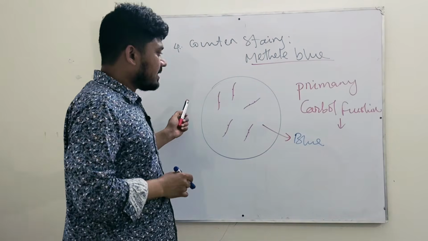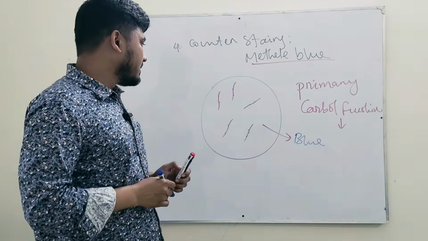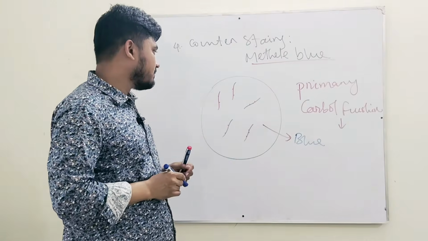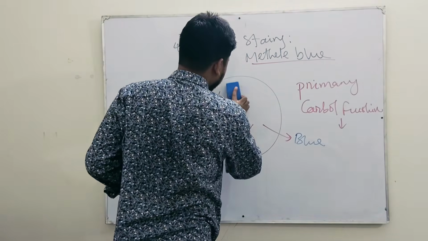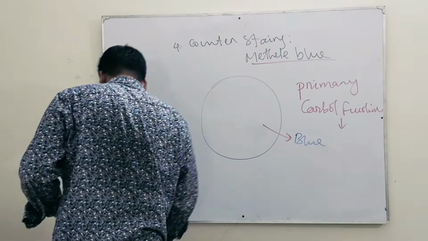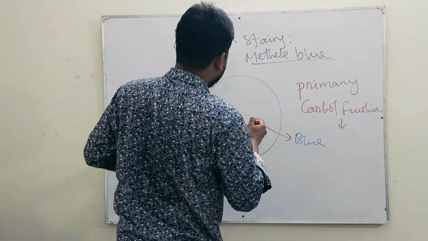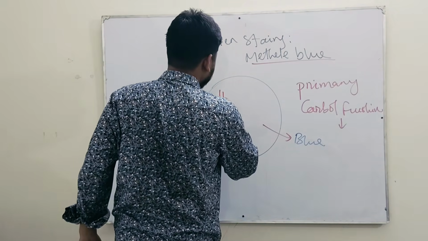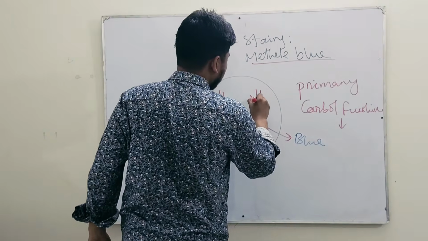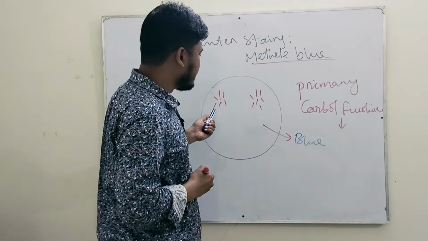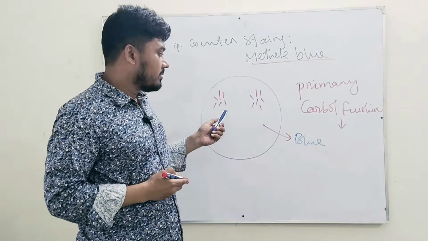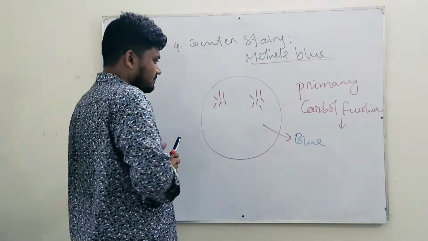But in case of Mycobacterium leprae, we will decolorize by 5% sulfuric acid. And this Mycobacterium leprae will be short and stout and arranged in bundles, and they will be uniformly stained and there will be no beaded appearance.